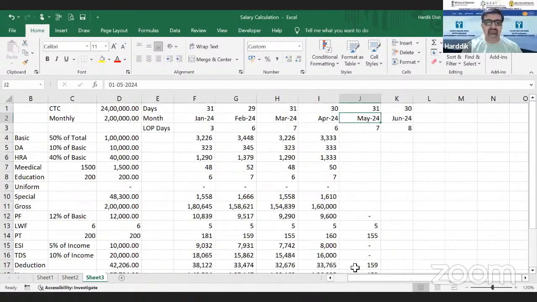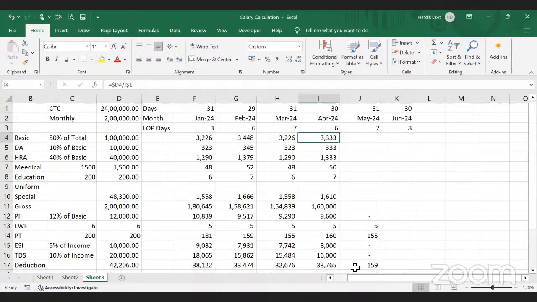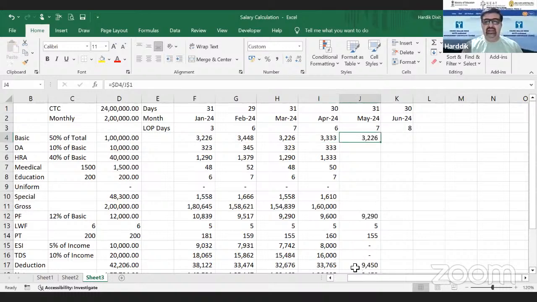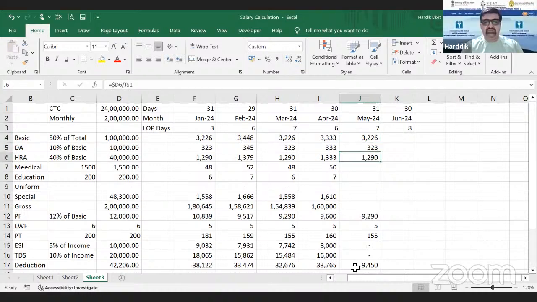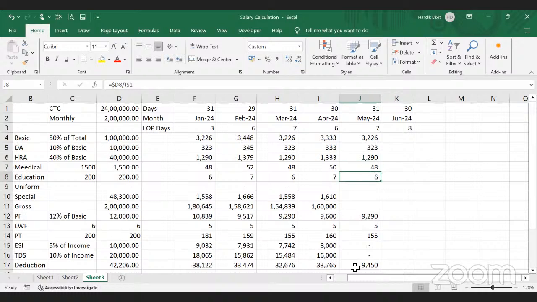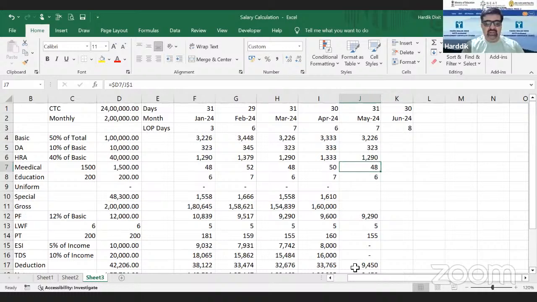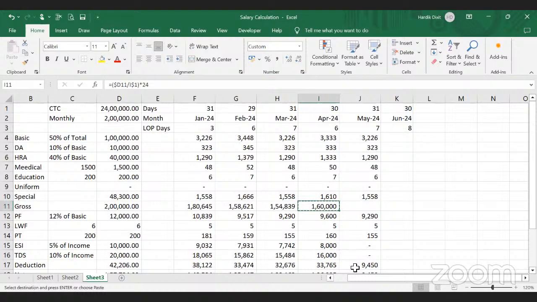So, once again, let us do it for all. What I'm saying is, my daily basic is 3,226. My daily DA is this much. My medical is 50 rupees or 48 rupees a day. Uniform, I'm not paying anything. My special allowance is again 1,558. So my gross becomes 154,839, right?